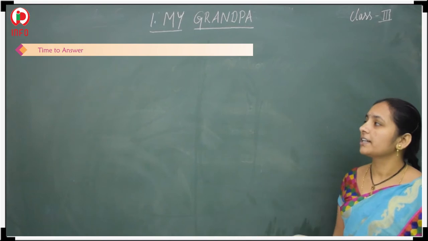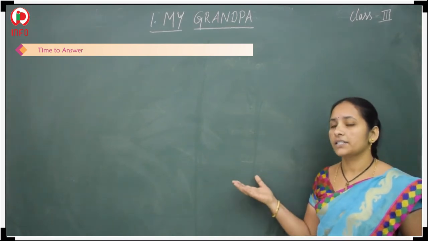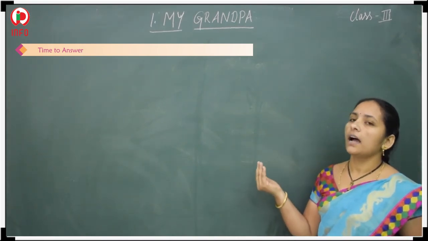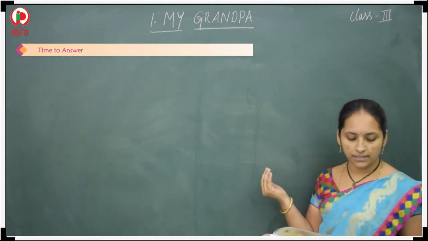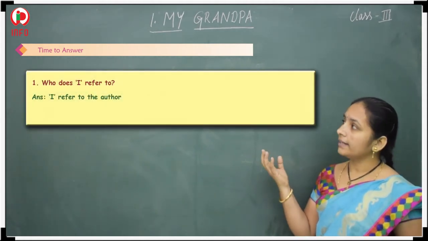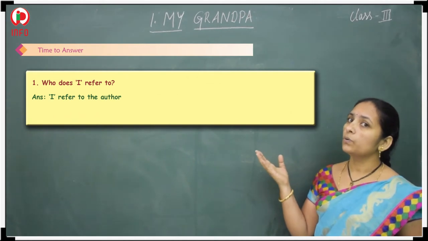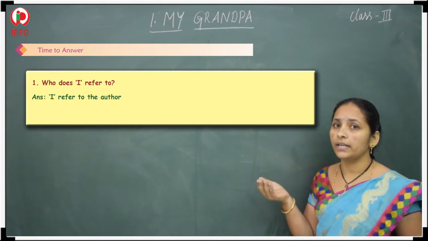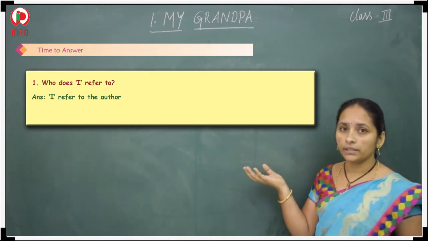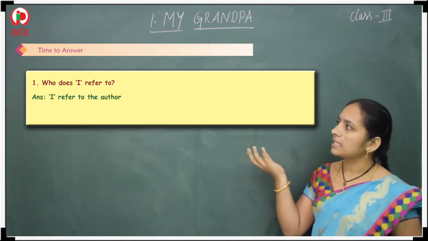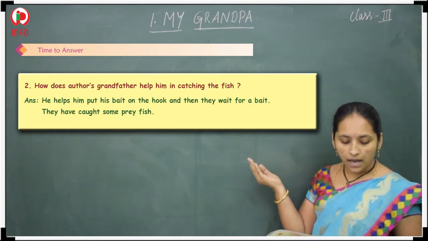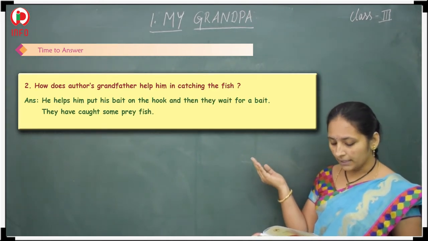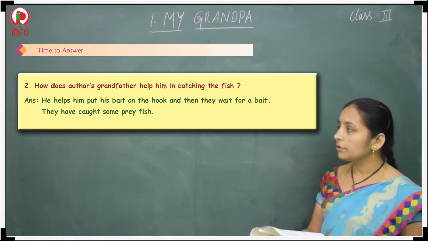See the questions, children. In this lesson, we have completed the lesson just now, so we can understand the answers from these questions. The first question: who does I refer to? Who is I here? Who told us the story? That person is the author. They didn't give any name here. That's why it's the author.